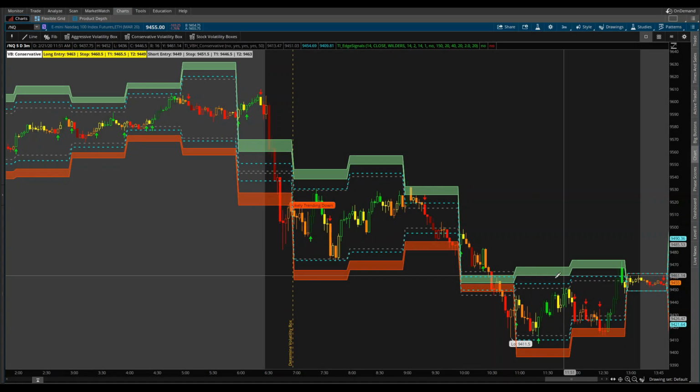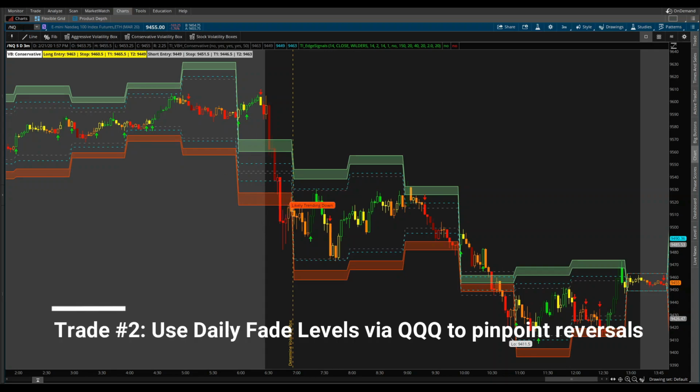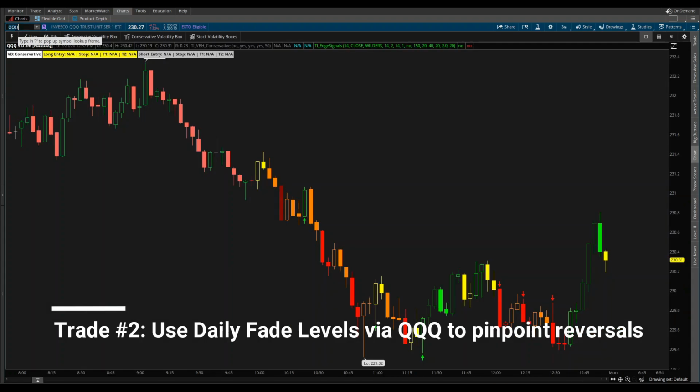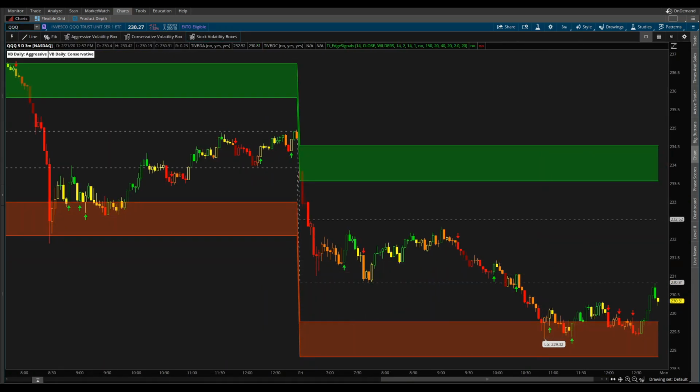Now, another way to try and play the fade, and in this case, the fade isn't as exciting because it's a Friday afternoon, right? You're not too sure what kind of follow through you can get, but that's where, for our members who have access to the stock volatility box tool, you can run it for the Qs, right? And this gives you daily levels. So now if we load in our Qs and the stock volatility box, we can see that the Qs bounced perfectly into our volatility box, and then our entry comes as we get an edge signal arrow after we bounce into our edge zone.